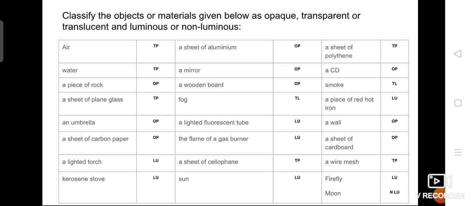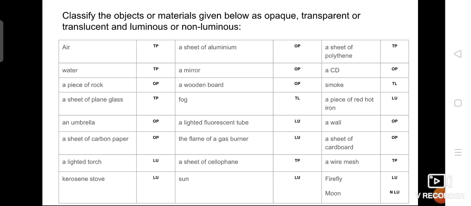What about a lighted torch? Here it is given, lighted torch, that is, you switch on the torch. If you switch on the torch, the light will be produced from the torch. So the objects which produce light are all what objects? Luminous objects. So here it is given Lu. Okay. Next, kerosene stove. Once you light it, it will also produce heat and give light, isn't it? So that is also a luminous object.